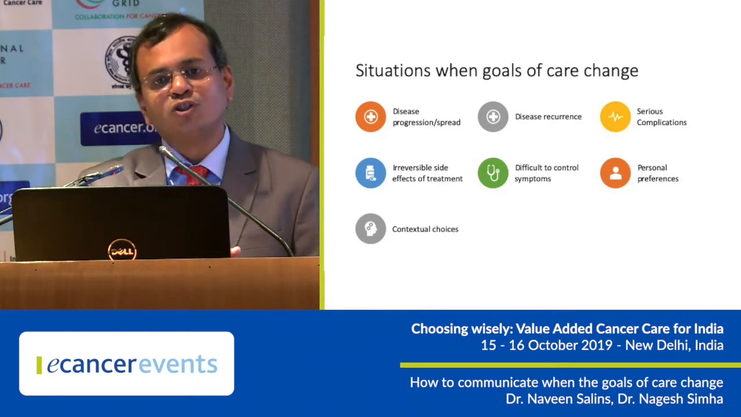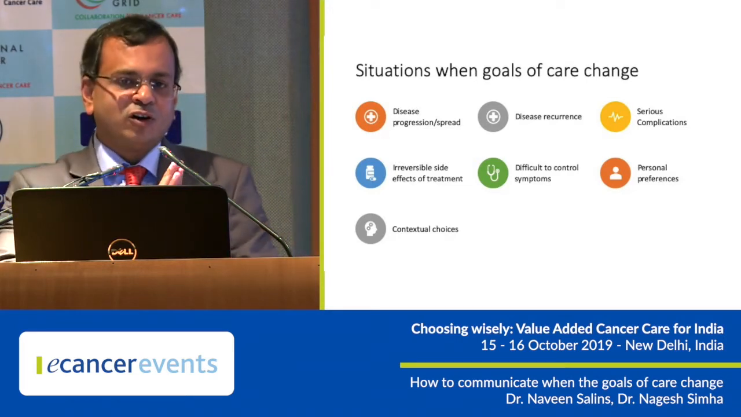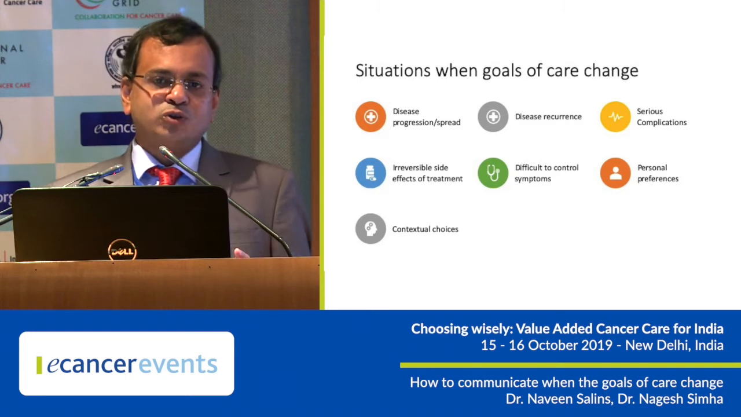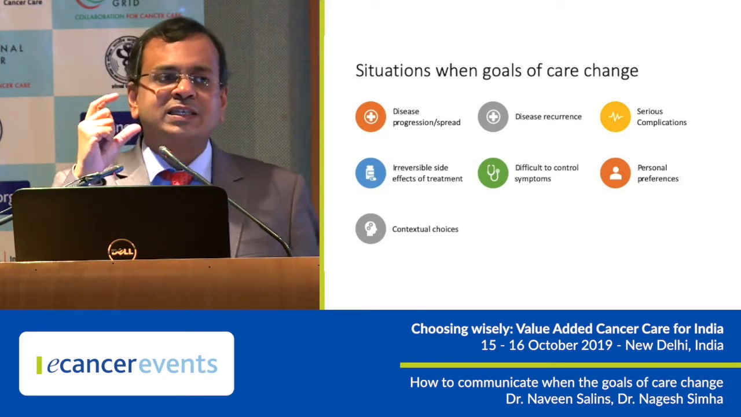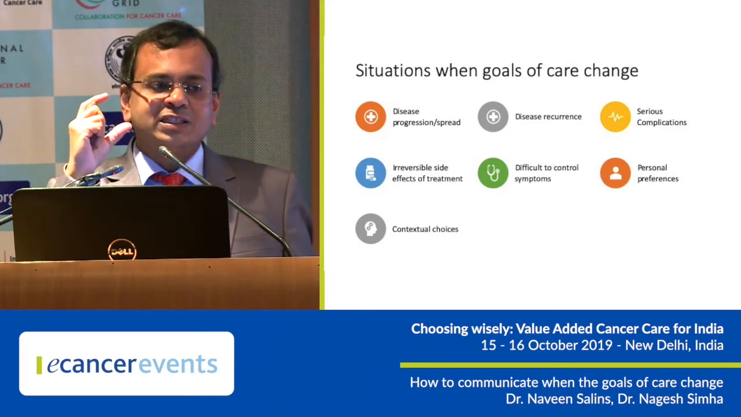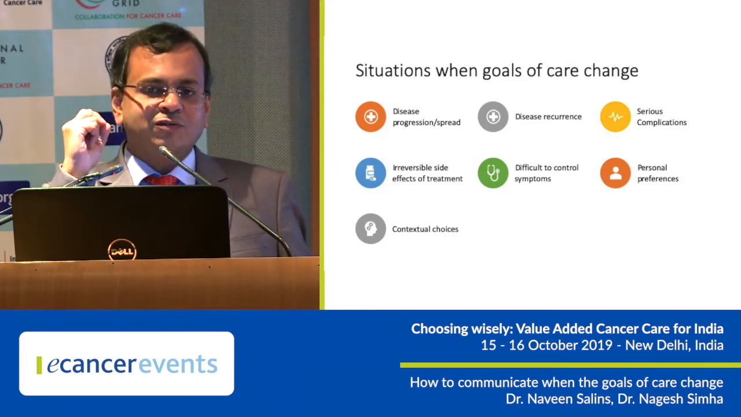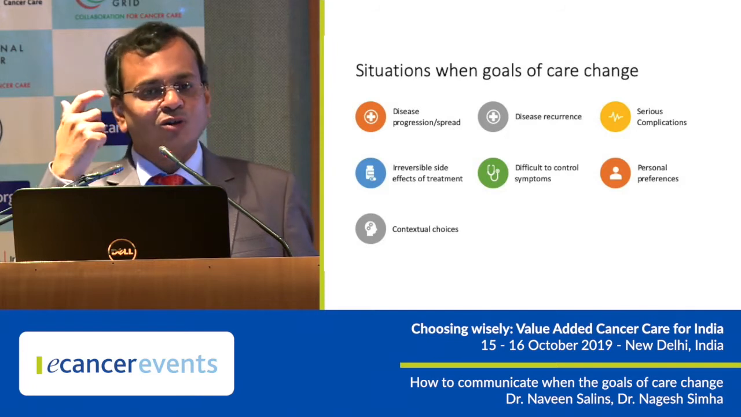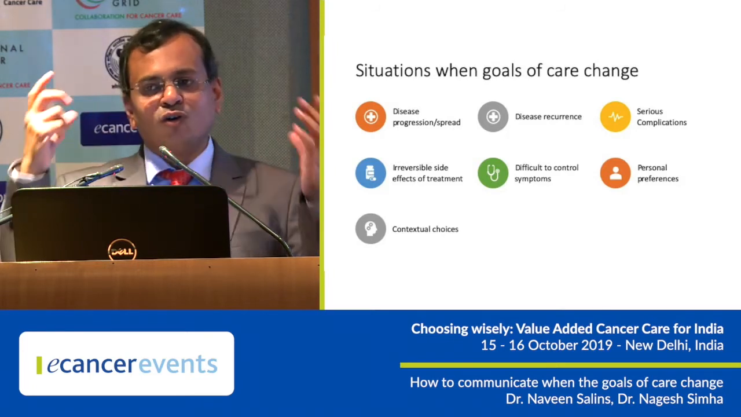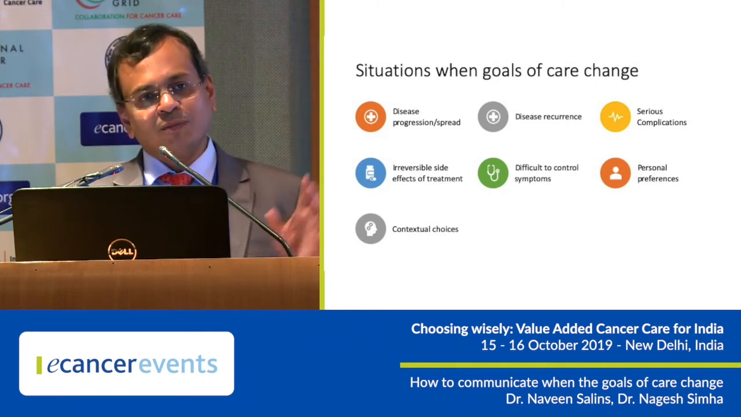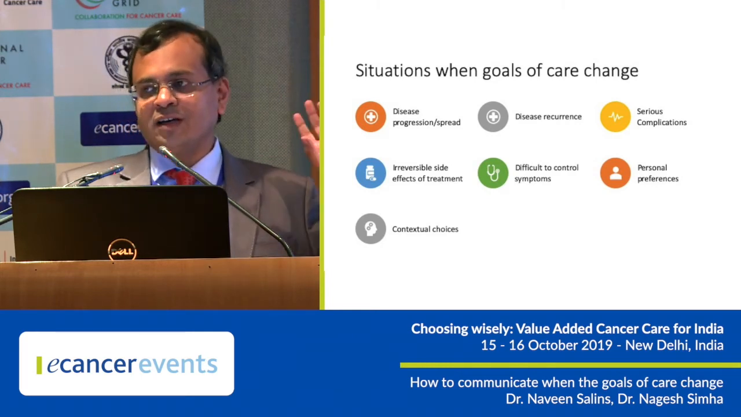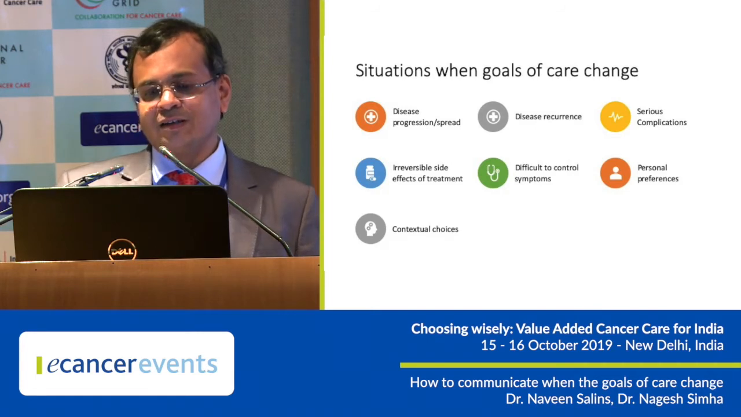We all talk about choosing wisely, and we all talked in the morning about choosing wisely. There is a goal in terms of disease centered metrics. But disease centered metrics is not the only thing that determines the outcome of cancer treatment. There's a whole spectrum of things, what we call person centered metrics. So, what I'm talking about in negotiating goals of care are these person centered metrics.